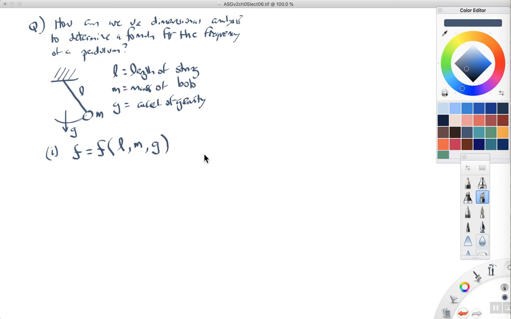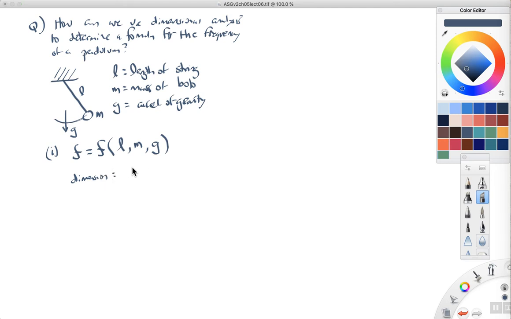You know, it shouldn't reasonably depend upon the color of the bob or, you know, the time of day. Those seem to be unreasonable, although it's conceivable that those could have an effect. But let's start with these quantities and say, how can we find a combination of these that gives us the dimension of frequency? So let's identify the dimension of these various quantities.